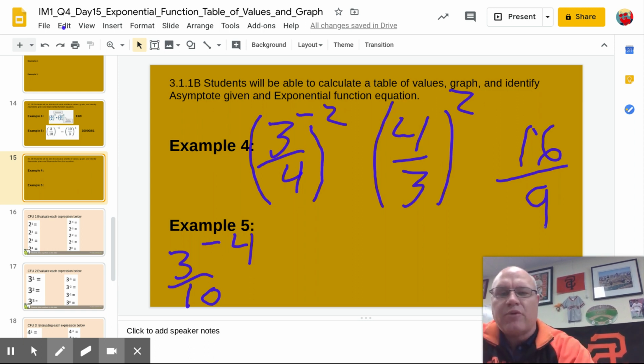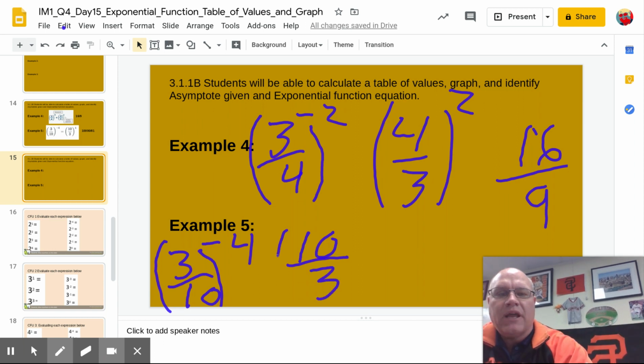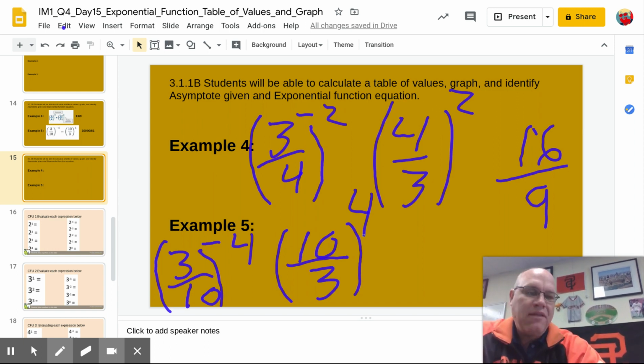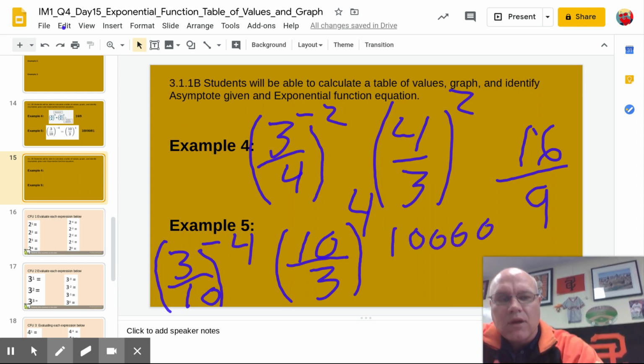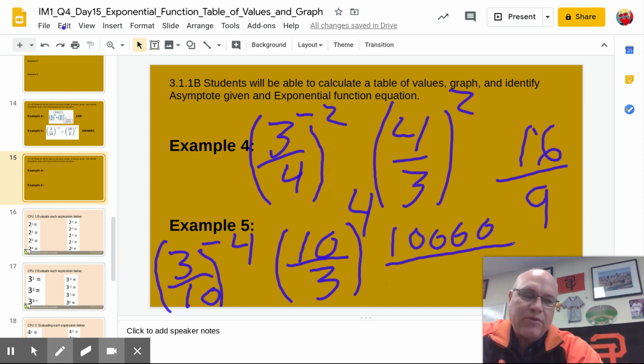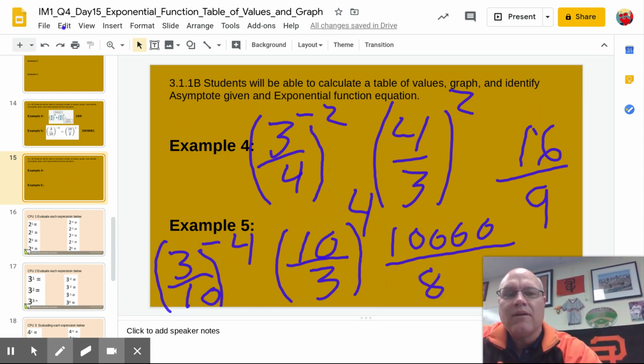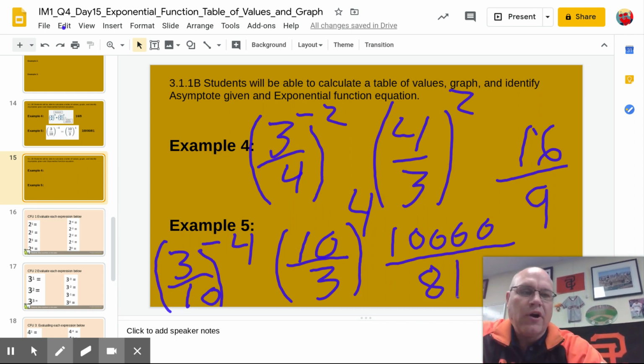Do the same thing with 3/10 to the negative 4 power. Again, the whole fraction, 3/10, is raised to the negative 4th power. The reciprocal of 3/10 is 10/3, so it's 10 over 3, but now that's to the positive 4 power. We know what to do with that. That means 10/3 times 10/3 times 10/3 times 10/3. Well, 10 times 10 times 10 times 10 is 10,000, right? And then 3 times 3 times 3 times 3 is 81. So we get 10,000 over 81.